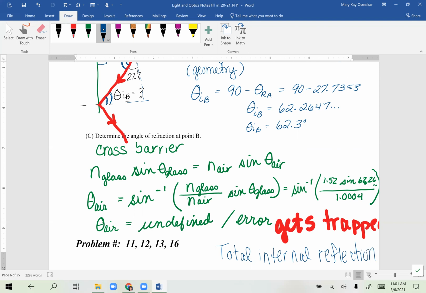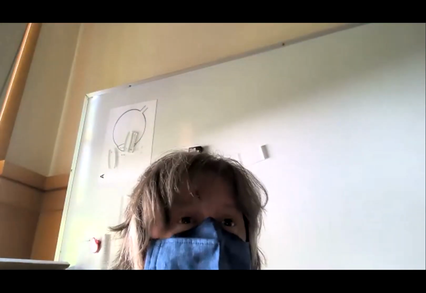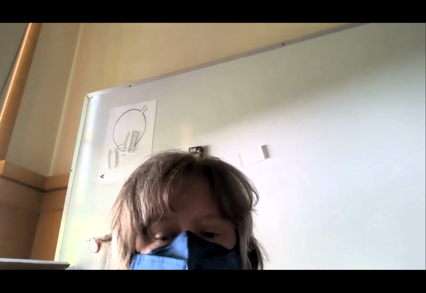We'll do total internal reflection. I'm actually going to make a short video on total internal reflection that I'm going to ask you to do for homework. Is that cool? Does that work? Okay. In class right now, for the remainder of the period, I'm going to ask that you work on numbers 11, 12, 13, and 16. Okay. So I will make a short video. I'm actually going to make it right now.